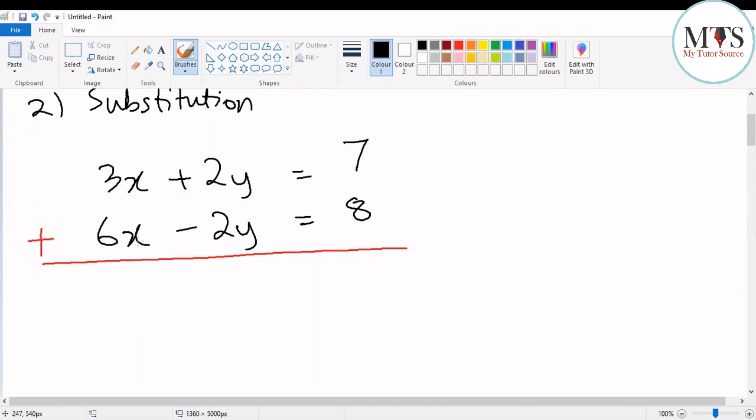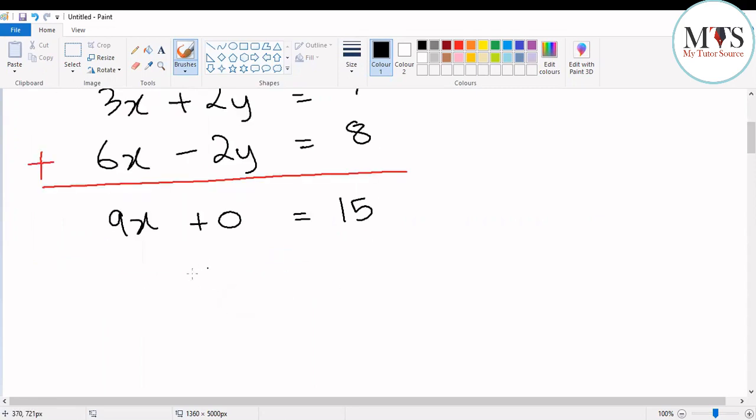6x plus 3x. Oh, 9x, right? Because you're adding the x parts together. So we get 9x. This is just 0, so we don't write this, or you can write plus 0 if you want. And this equals 8 plus 7, which is 15. So now you're left with an equation: 9x equals 15.